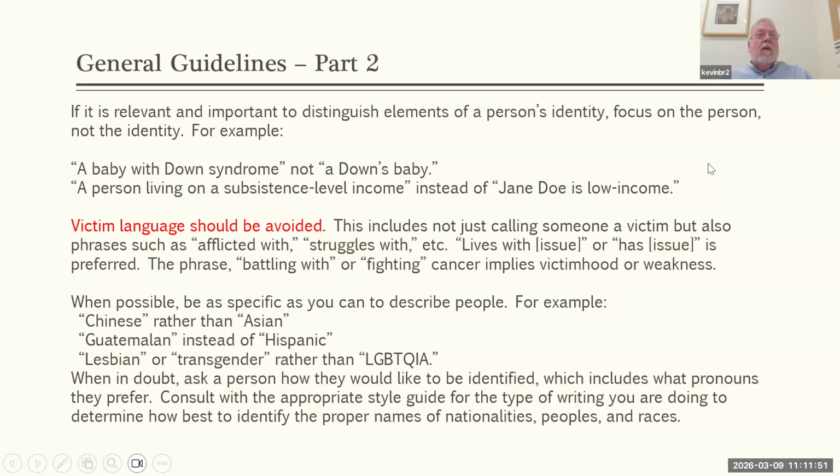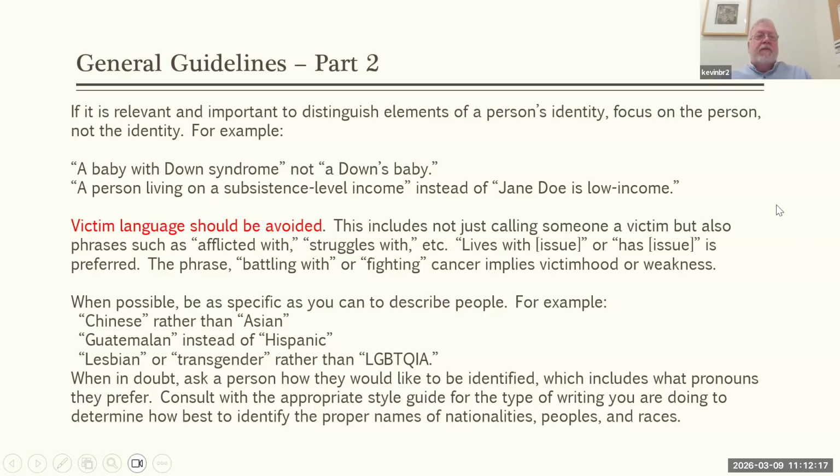We want to avoid victimization terminologies, and no one who is, say, a patient, consider yourself when you go into visit a doctor's office, you don't want yourself described as a victim. You're not a victim. You're a person. You're a human being seeking help. And I highlighted that in red.